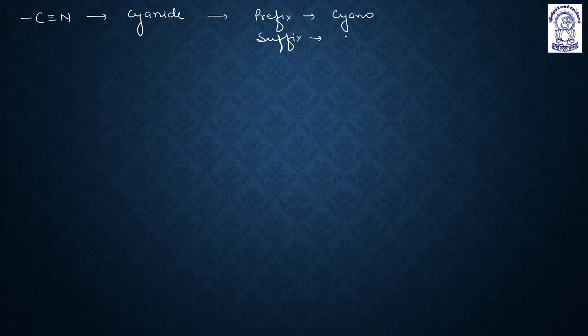after amide we are going to talk about cyanide, C triple bond N. The prefix is cyano and the suffix is nitrile, like alkane and nitrile.